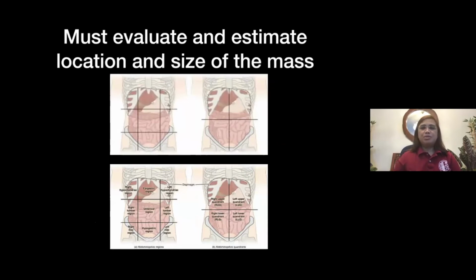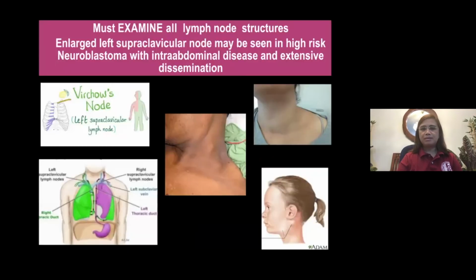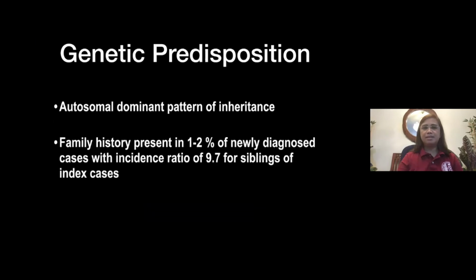It is important to evaluate and estimate the location and size of the mass. Hepatomegaly is also an important finding in neuroblastoma. We must also examine all lymph node structures. An enlarged left supraclavicular node may be seen in high-risk neuroblastoma with intra-abdominal disease and extensive dissemination. Neurologic examination, especially in young patients with paraspinal masses, is important to ensure that evolving paralysis is not missed.